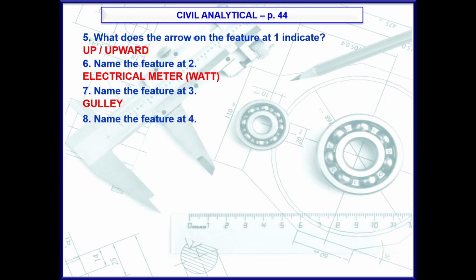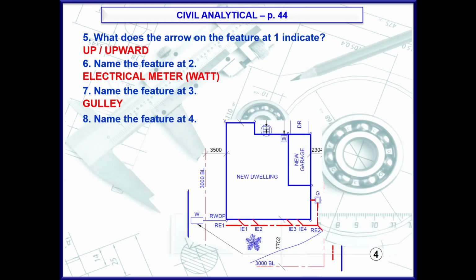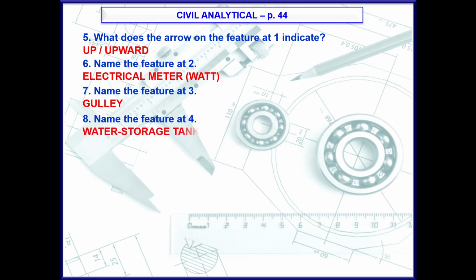Question 8, name the feature at 4. So we can look at our floor plan, and we need to locate 4, and we can clearly see that 4 points towards a rectangle with a W on the outside. Once again, very important, when the W is on the outside of the rectangle, it will be a water storage tank, and when it's on the inside of the square, it will be a watt meter or an electrical meter. Therefore, it will be a water storage tank.